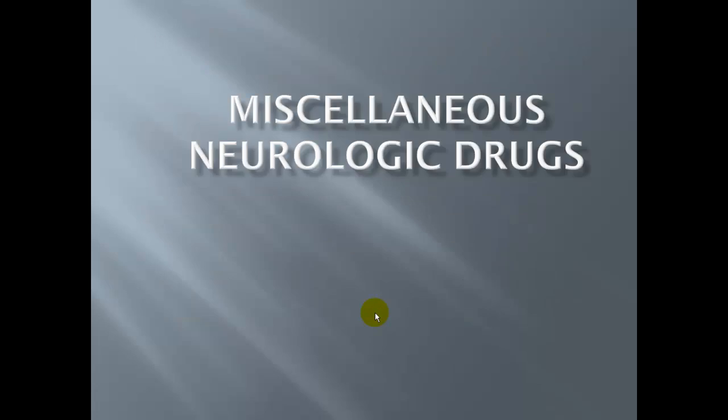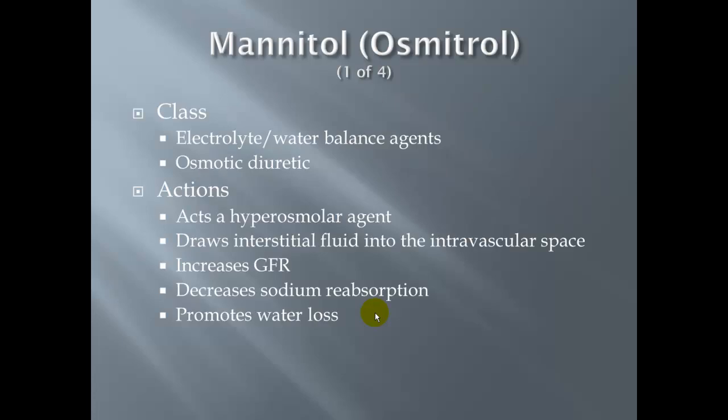Miscellaneous neurological drugs. Mannitol or Osmitrol. Class on this is going to be an electrolyte water balancing agent or osmotic diuretic. Actions on this: acts as a hyperosmolar agent, draws interstitial fluid into the intravascular space, increases glomerular filtration rate, and this is going to mean increases urination, decreases sodium reabsorption, and promotes water loss.